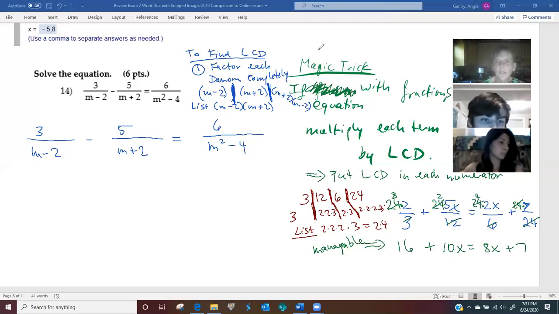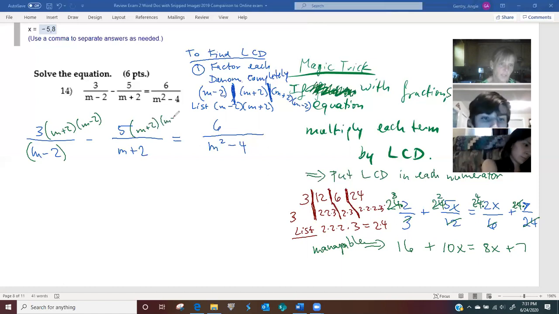So then you do what you did over here. You put that LCD in each numerator, and this looks really ugly, but it's super easy if you understand that concept. You're going to put in m plus 2, m minus 2. That is your LCD. So again, you put it in each numerator. This is still the same as when you're doing basic math. This needs to be practiced once, and then I believe that after that it'll flow.